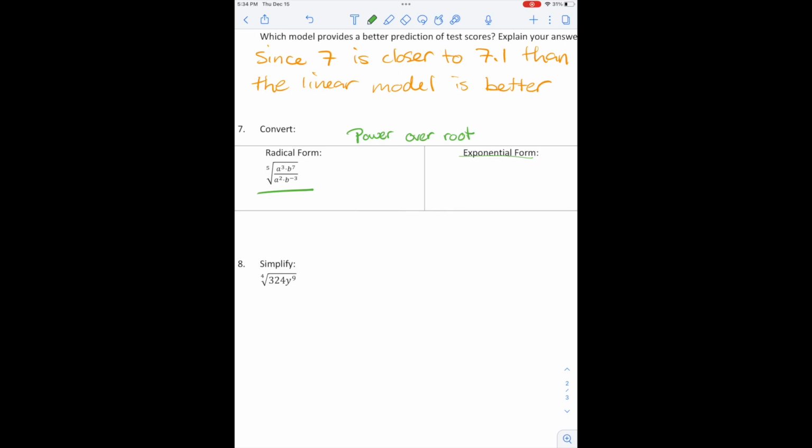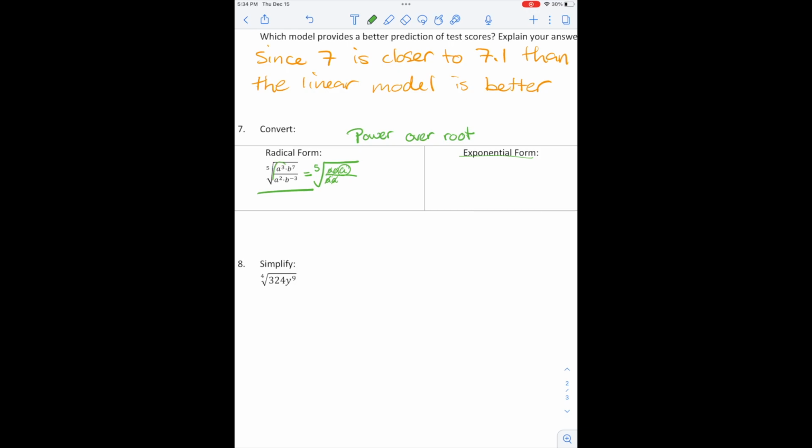Power over root is a very useful method of working. I can look at this in a couple of ways, but honestly, I think I want to simplify first. So if I look at this fraction, I have 3 A's on top and 2 A's on bottom. These are going to be canceling, and we're left with 1 A on top.